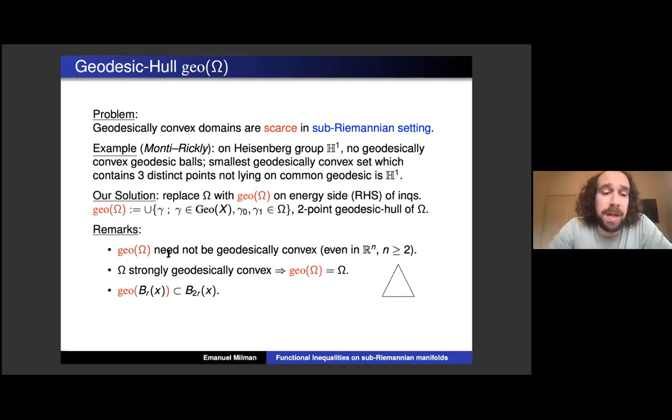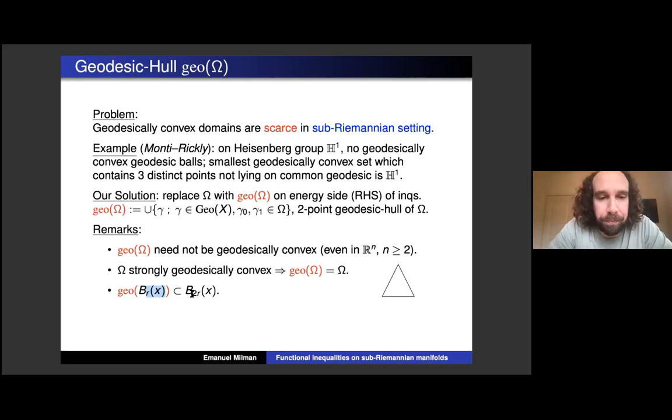Another very simple observation is that if omega is already strongly geodesically convex to begin with, then this operation doesn't do anything. So in this sense, we're only generalizing the previous approach, for instance in the Riemannian setting, where people were only looking at convex sets. If omega is already convex, then our modification doesn't do anything, so we're only studying something more general. And the final piece of good news is that, by using the triangle inequality, it's immediate to check that if you take the two-point geodesic hull of a geodesic ball of radius R in any metric space, this is always a subset of the geodesic ball of radius 2R. So this operation doesn't increase our sets by too much.